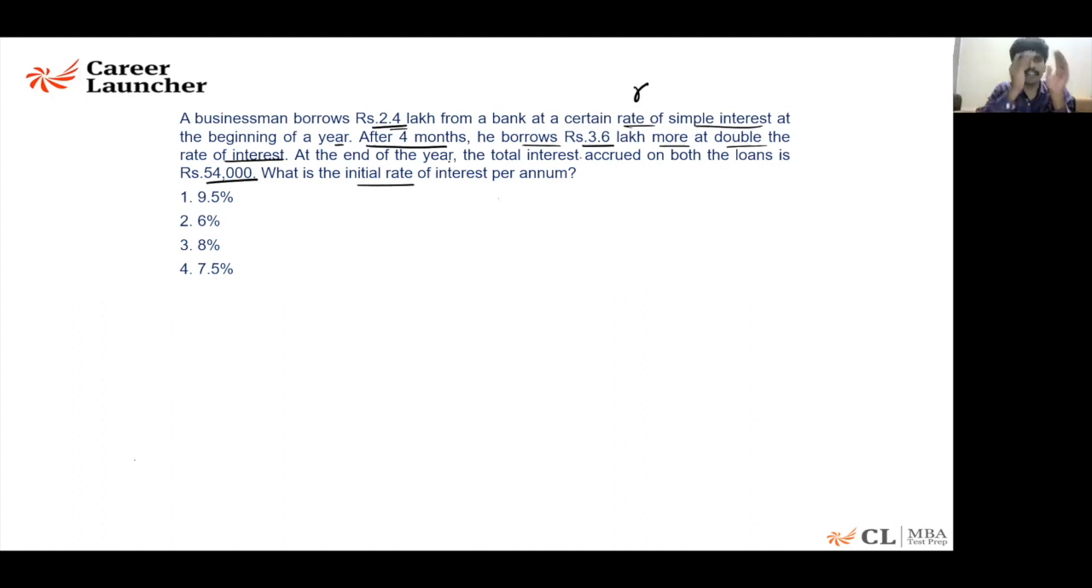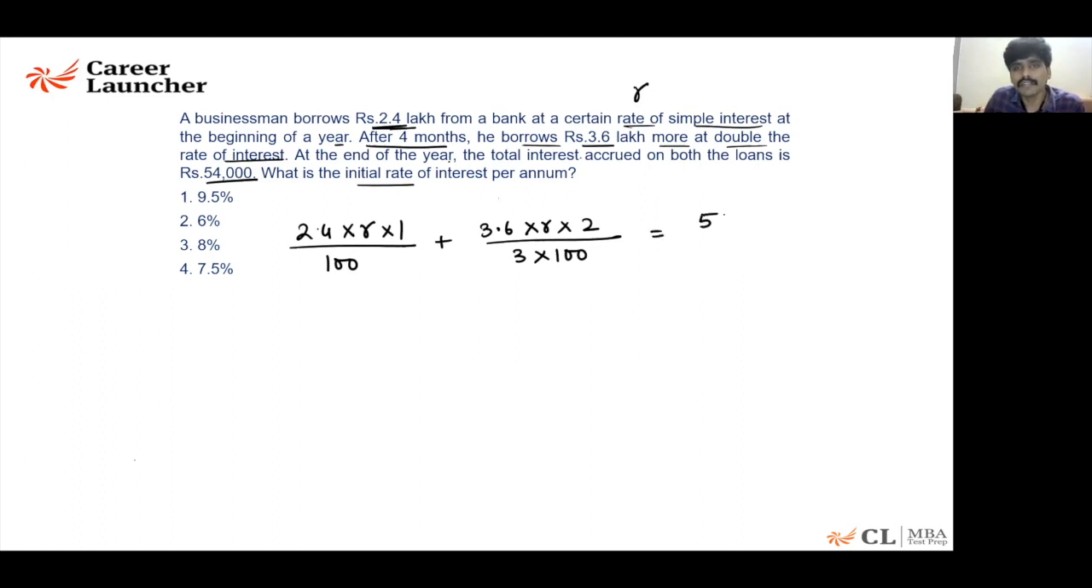And if we just add the simple interest, we should get the final simple interest earned at the end of the year. So the first part is 2.4 lakhs invested at a rate R for one entire year on 100, plus the second part is 3.6 lakhs invested at a rate R, but only for 2/3 of a year. This should be equal to 54,000.